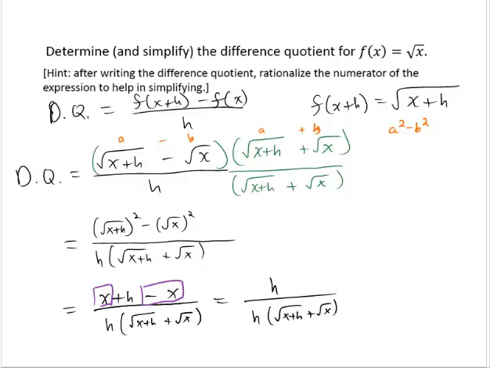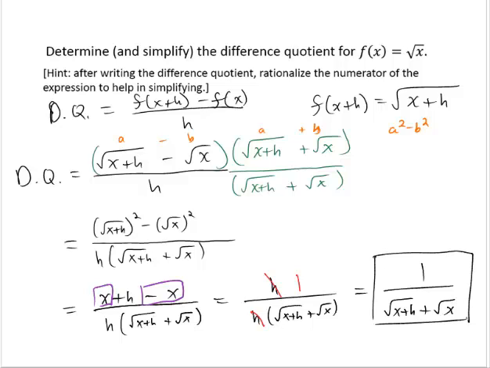I can remove the common factor of h from the numerator and denominator, remembering that that leaves a factor of 1. And so that leaves me 1 over the square root of x plus h plus the square root of x. And that is the difference quotient for our function.